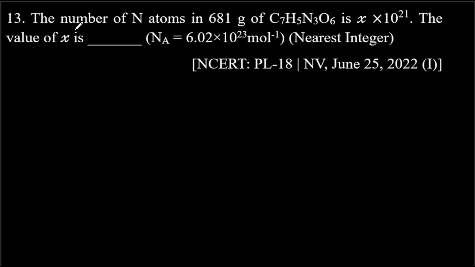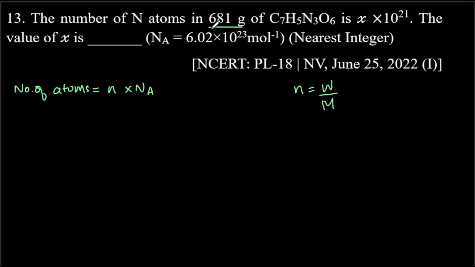The next question is, the number of nitrogen atoms in 681 grams of C7H5N3O6 is x into 10 power 21. The value of x is? In this question we have to find the number of nitrogen atoms. We know the formula: number of atoms is equal to number of moles into Avogadro number. So we need to find the number of moles. Formula for finding number of moles is equal to given mass by the molar mass.